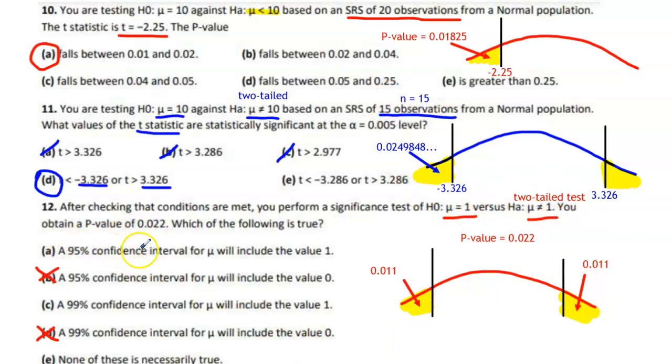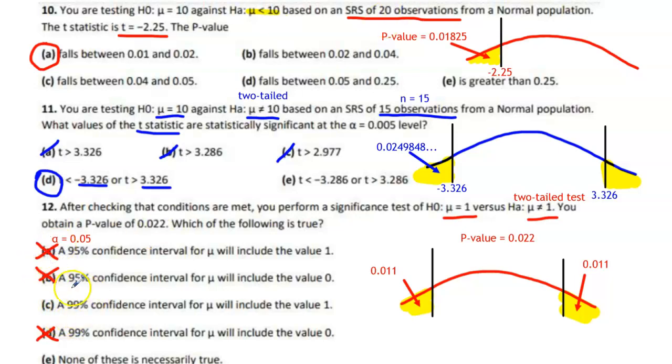So a 95% confidence interval will include the value of 1? Well, we have a lower value for p than the alpha value for this 95% confidence interval. In other words, the evidence that we collected is strong enough to say that it is not likely that our 1 is going to exist in a 95% confidence interval, because the p-value is less than alpha. In other words, we are rejecting the null hypothesis. We're rejecting this value of 1. So A cannot be correct.